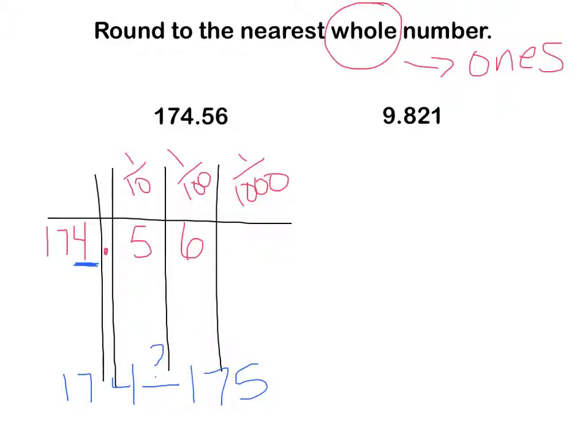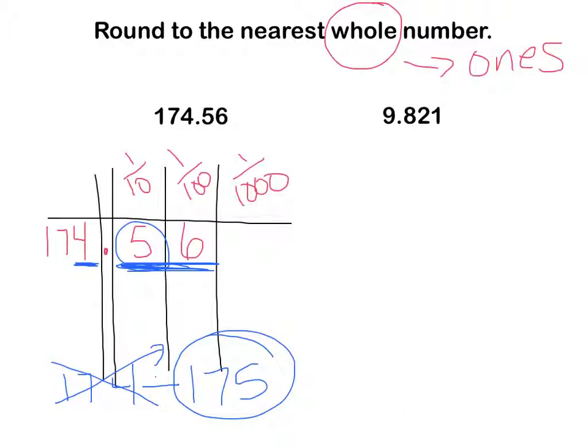So the question is, is my original number, 174 and 56 hundredths, less than halfway to 175 or more than halfway? Well, hey, guess what? If we take a look, we can see there's a 5 there. Well, 5 or more, we say let it soar. Plus, if we see 56 hundredths, well, 56 is more than halfway between. So that means we get to let this one soar. We round to 175.